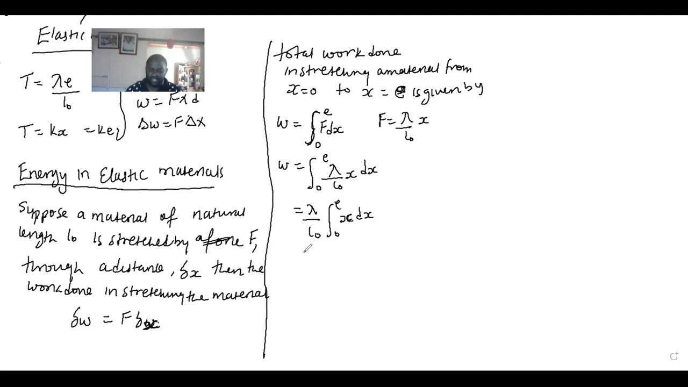And here everyone is an expert. So we shall get lambda out of L naught of x squared out of 2 from 0 up to E. Therefore, work done shall be lambda x squared over twice L naught. So the work done in stretching an elastic material is always given by this expression. Okay?